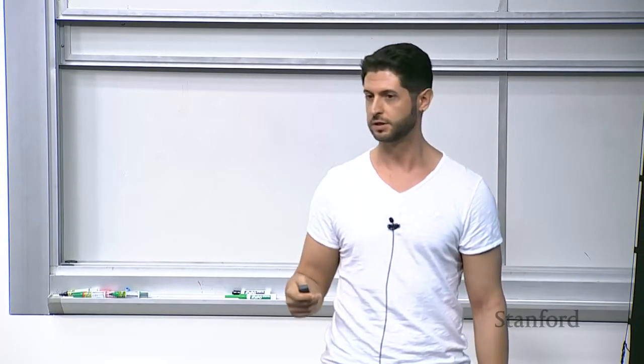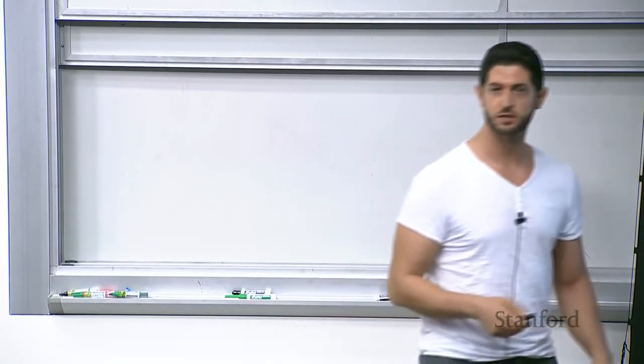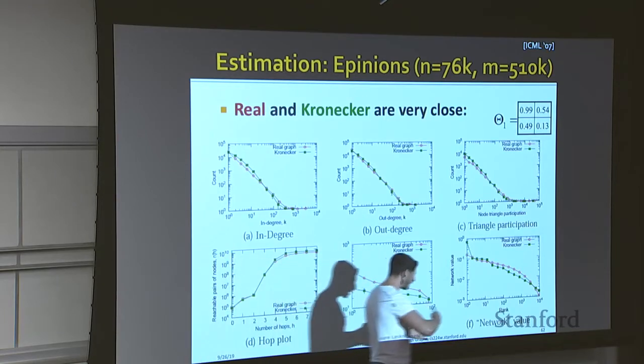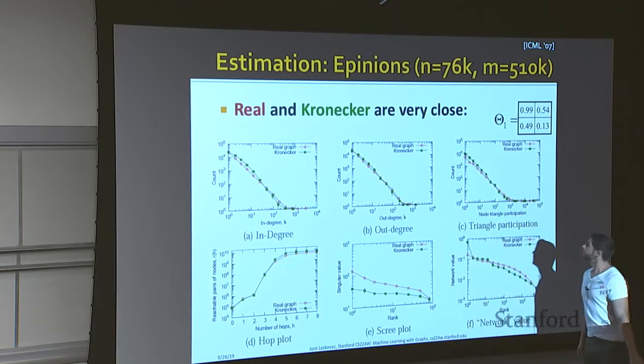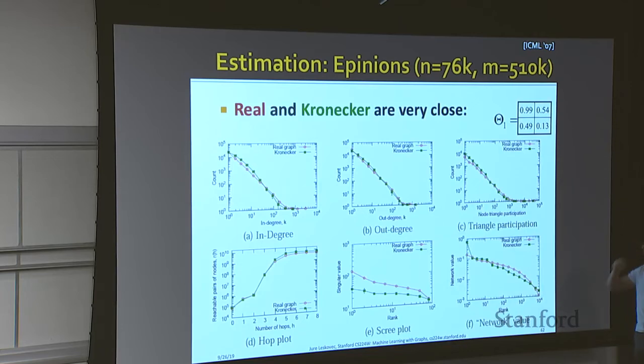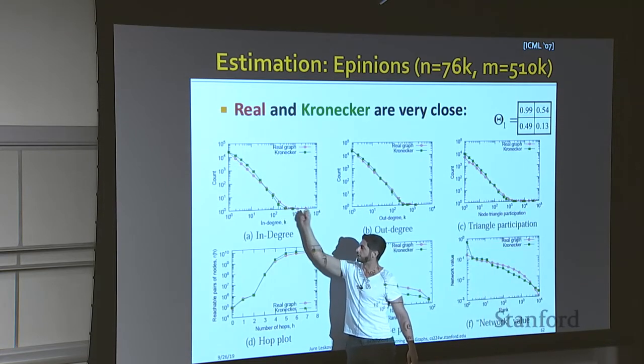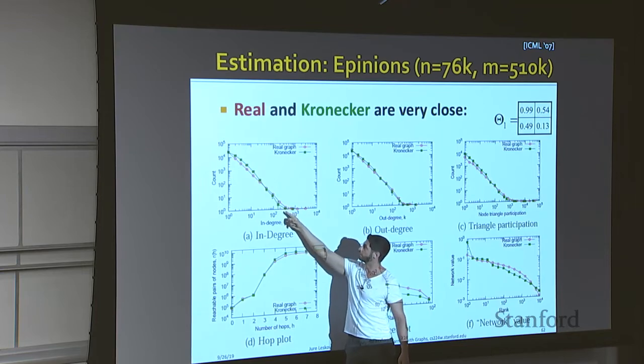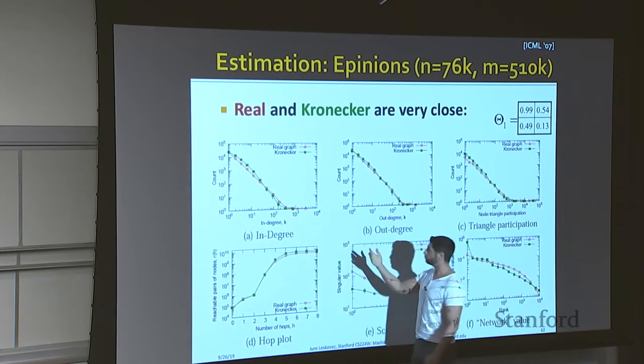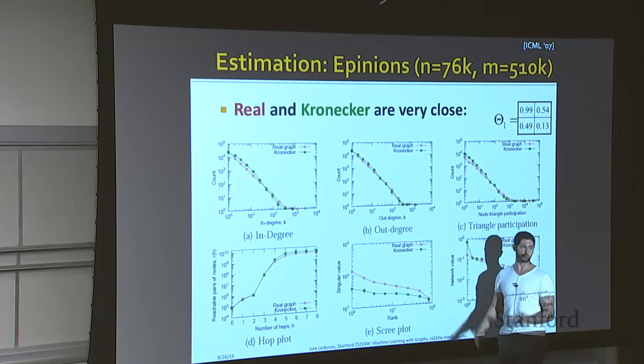Any other questions? Okay, let me show you just one last slide, a real-world example and how well this model works. We took the e-opinion network. It was a relatively old social network where people were sharing opinions and reviews and so forth. The number of nodes is 76,000. The number of edges is 510,000. This is our initial theta 1. As you can see, the real graph is the red line, and our Kronecker-generated graph is the green line. Most of the properties of this graph are matching very closely.